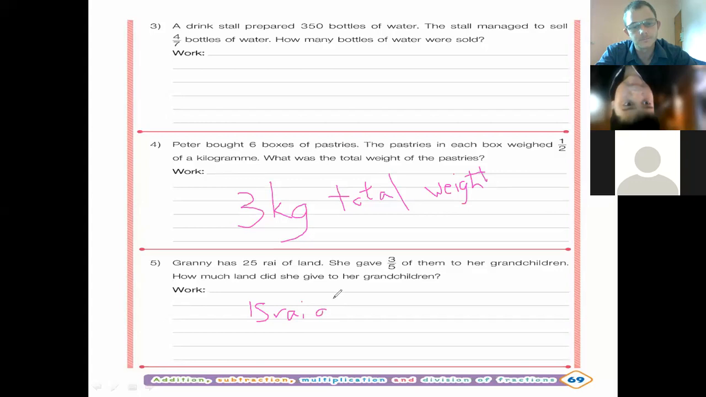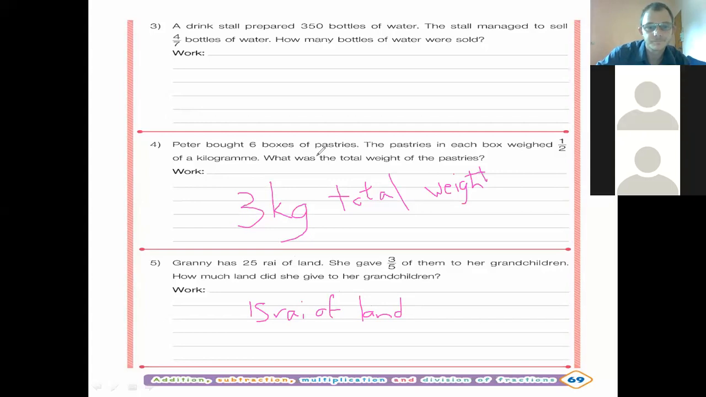Of land. She gave her kids 15 rai of land. Anyone else get the answer? Anyone else get 15 rai? That's what she gave to her grandchildren.